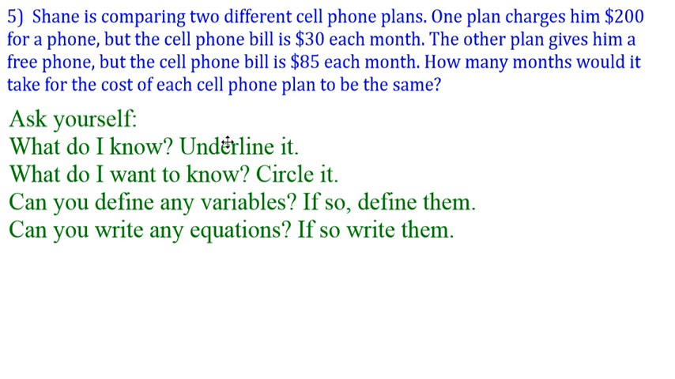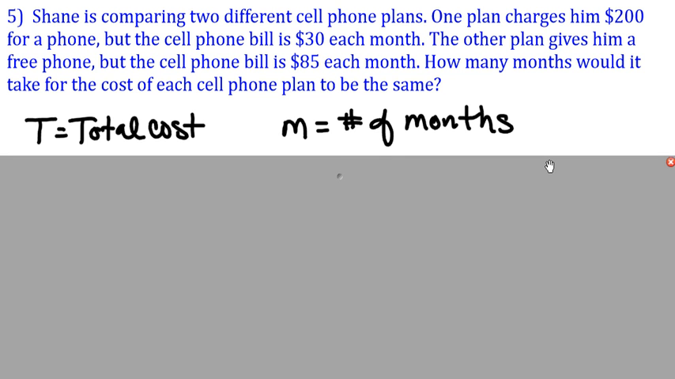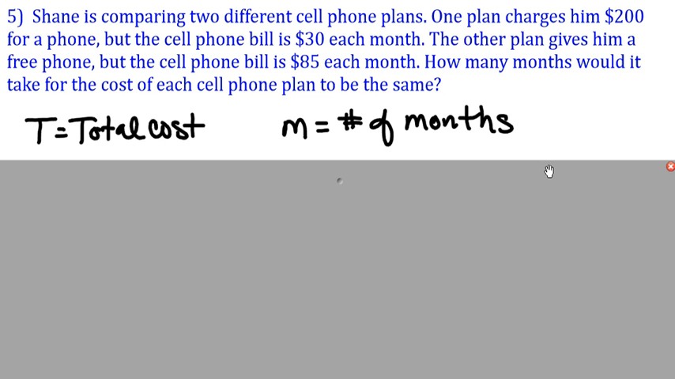So I've been following our process, right? What did we know? What do we want to know? Defining variables. So we're going to catch up to what we have so far. Now, we know there are 2 plans, right? Say plan 1 and plan 2. Plan 1 charges them $200 for a phone and $30 each month. So think, charges, total cost, right? T equals $200, right off the bat for the phone. So 200, and then adding on to it $30 each month. So plan 1, T equals 200 plus 30M.